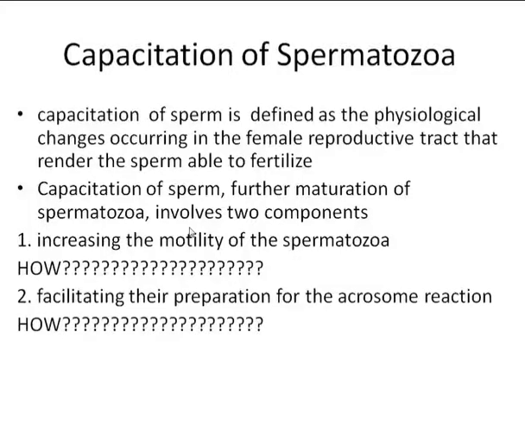One is that the motility of this sperm or spermatozoa increases in a tremendous way. Another is that it also prepares the sperm for the acrosomal reaction. It's preparation only. The acrosomal reaction actually occurs in one of the steps of fertilization, but capacitation also facilitates their preparation for it.